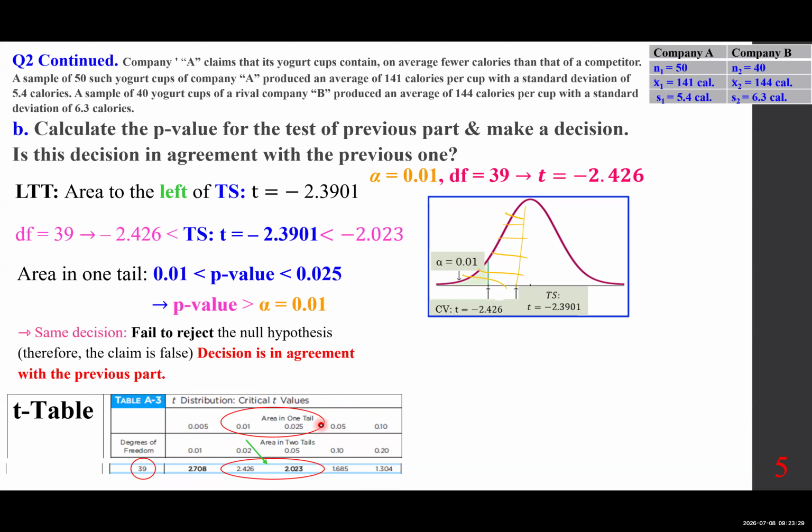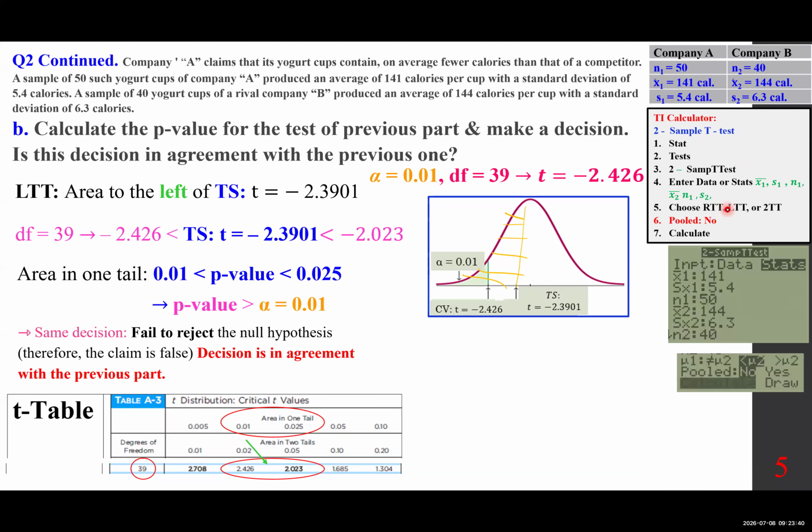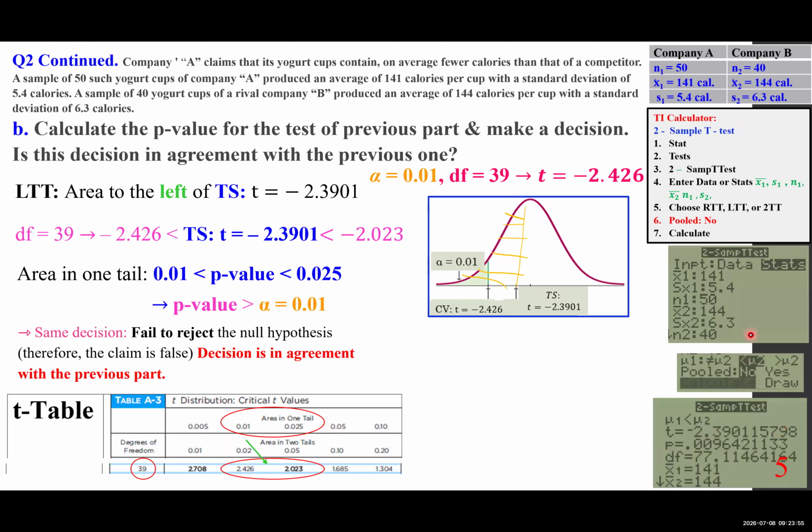Now, let's look at what the calculator gives us. So we go with the TI calculator, two sample t-test, and we put in the information. Take a look: x1 bar, S1 or Sx, n1, x2 bar, S2, n2. You put the information in, then we choose less than, and we calculate. This is what it gives us. A couple of numbers we want to look at.